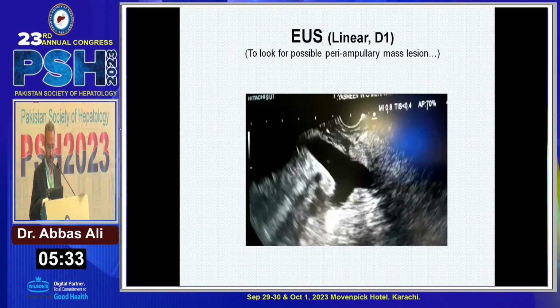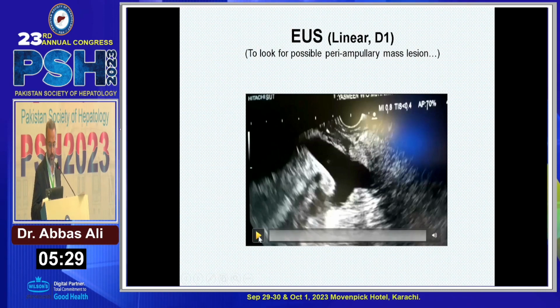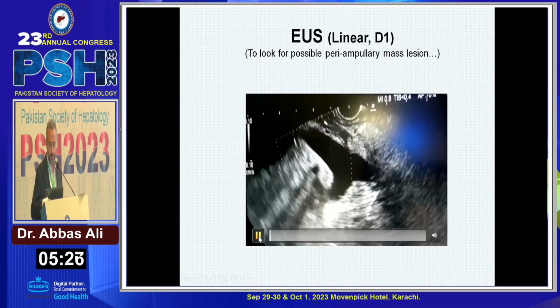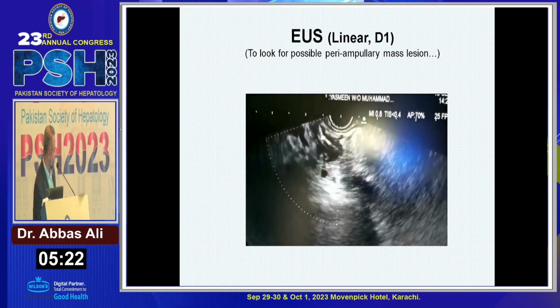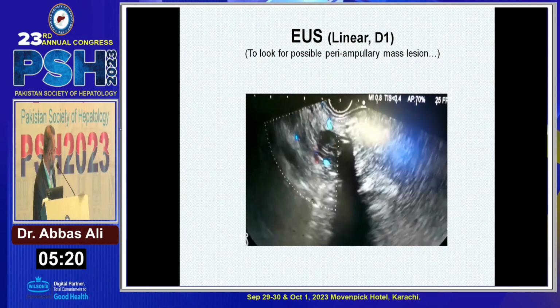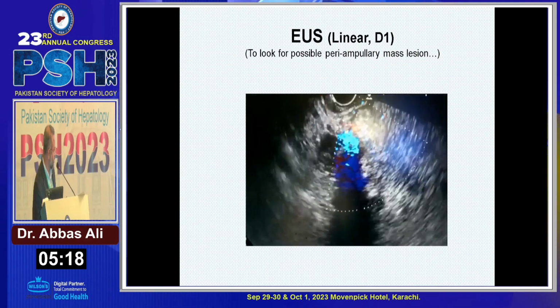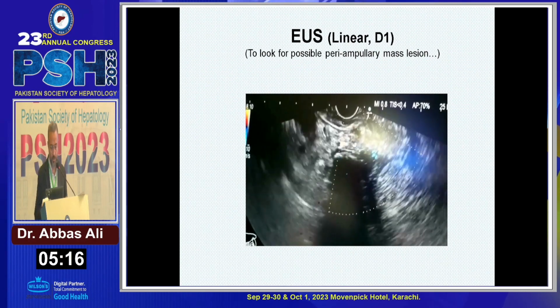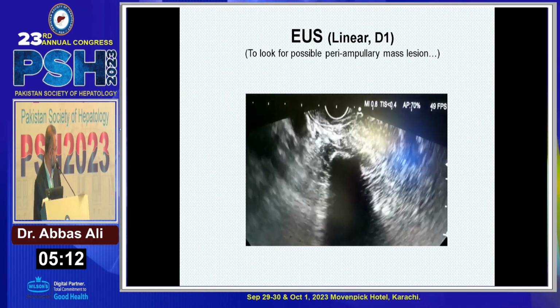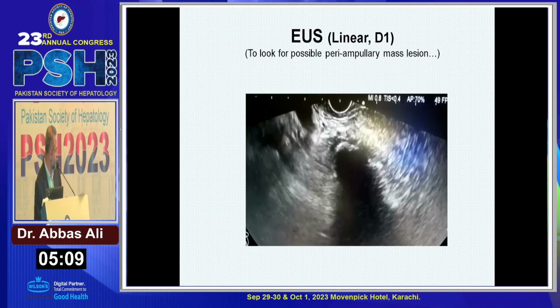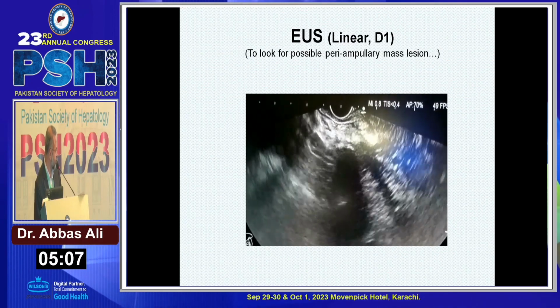Now we did an EUS with the intent that probably there is some pathology in the periampullary area, and you can see that this is the PTBD drain at the top in the CBD. While we traced it down towards the distal part, we were surprised to see that there was an acoustic shadow. In fact, two acoustic shadows and a stone. So this is the stone and this is the strong acoustic, in fact two shadows.